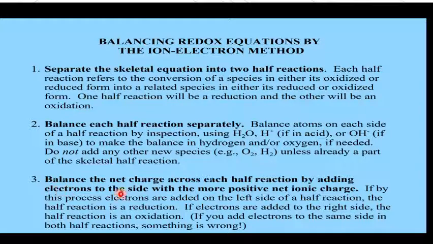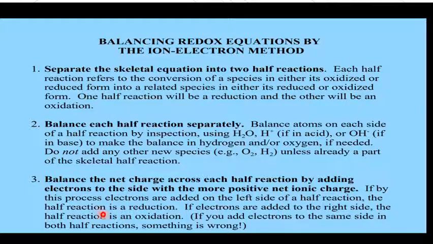Okay, now next. Balance the net charge across each half reaction by adding electrons, because as it is the ion electron method, तो अब आपको नेट चार्ज भी बैलेंस करना है. वो क्या डालकर करेंगे आप? इलेक्ट्रॉन्स को ऐड करके, टू द साइड विद द मोर पॉजिटिव नेट आयोनिक चार्ज. आपको इलेक्ट्रॉन्स को ऐड करना है. किस साइड पे करना है? जिस तरफ आपके मोर पॉजिटिव नेट आयोनिक चार्ज है उस तरफ.